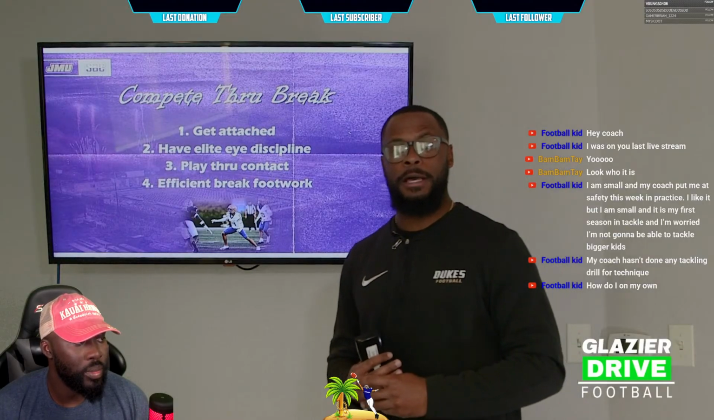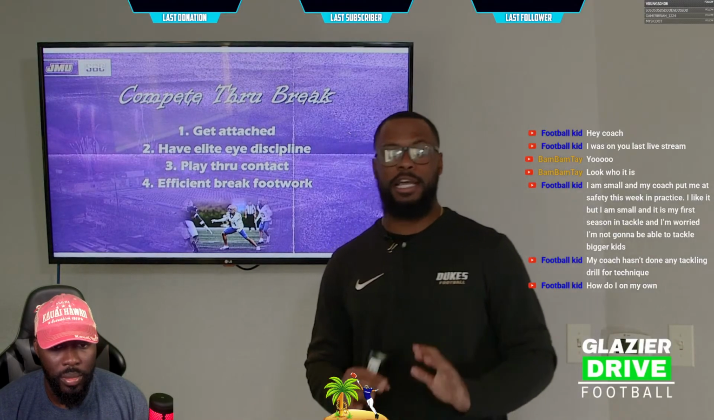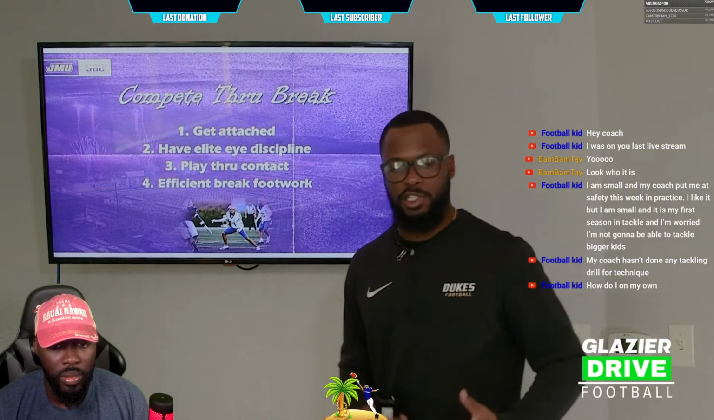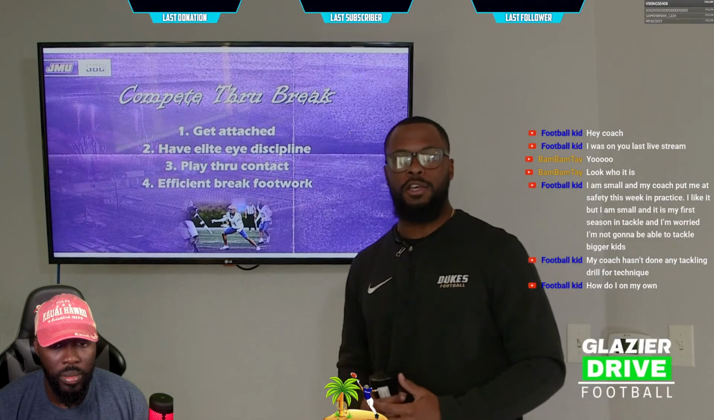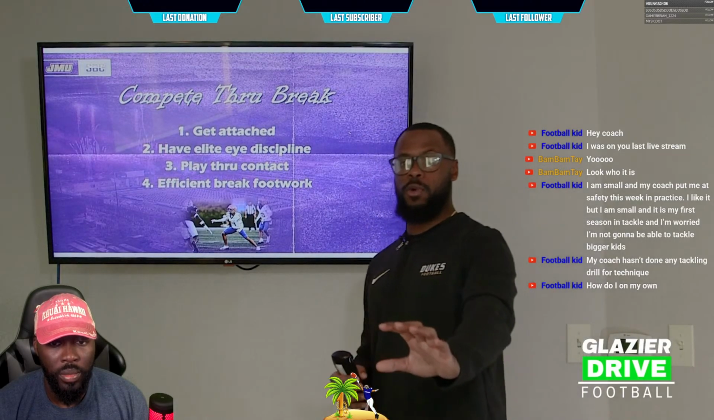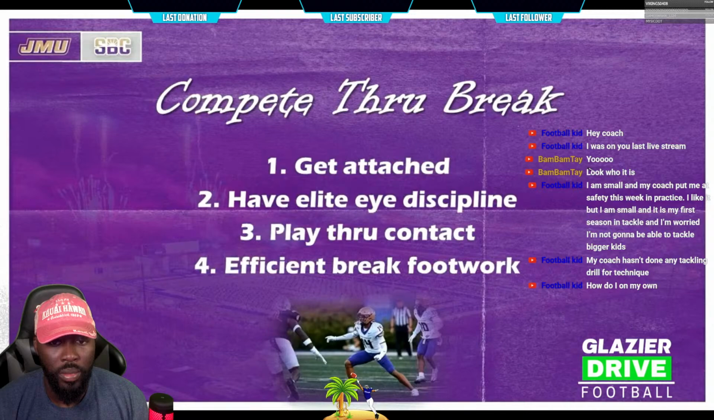All right, so now the first thing is get attached. What we mean by that is you get yourself in position, get yourself in phase, in position to cover the route. You don't need to have your face buried in his armpit, all right, but you also don't want to be too far away from the standpoint that you can't challenge the break, you can't challenge the route or anything like that.